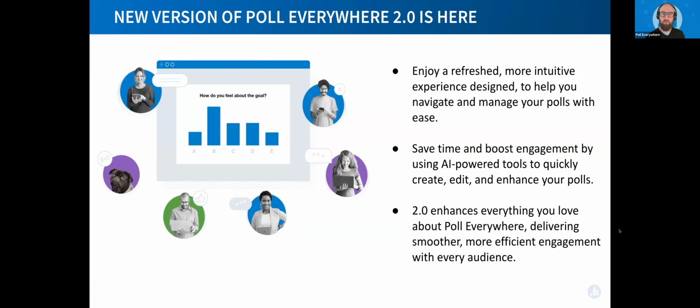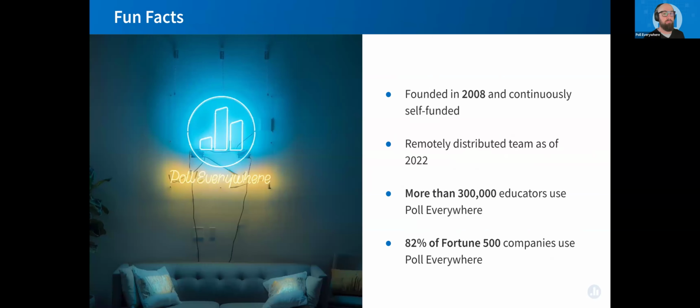So Pull Everywhere 2.0, why are we here? Today we're going to discuss all things 2.0. With 2.0, you're going to enjoy a refreshed, more intuitive experience design. It's going to help you navigate and manage your polls with ease. It's also going to help save time and boost engagement by using AI-powered tools to quickly create, edit, and enhance your polls. And last, it's going to enhance everything that you love about Pull Everywhere, delivering a smoother and more efficient engagement with each and every audience.